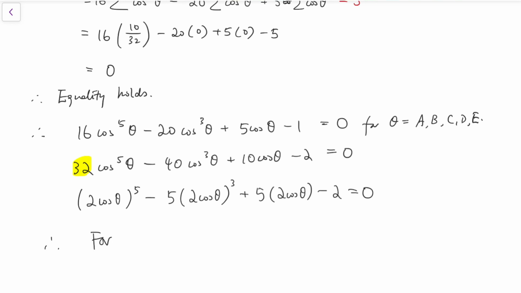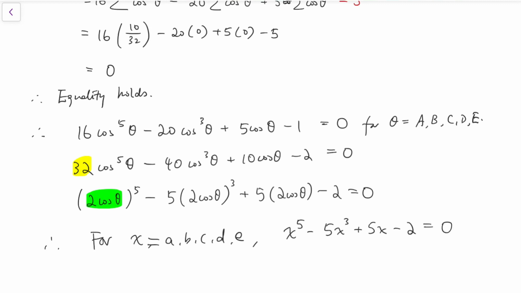So therefore, noticing that these are just the unknowns, small letters a, b, c, d, and e, generally speaking, I can say for x equal to any of these unknowns, the equation x to the power 5 minus 5x cubed plus 5x minus 2 equals 0 will also hold. This holds no matter whether x equals a, b, c, d, or e.